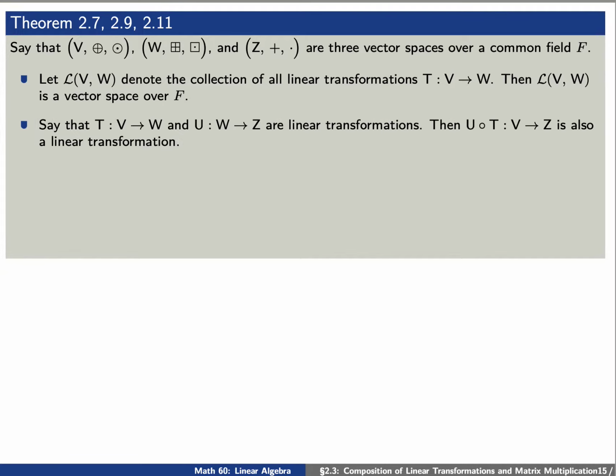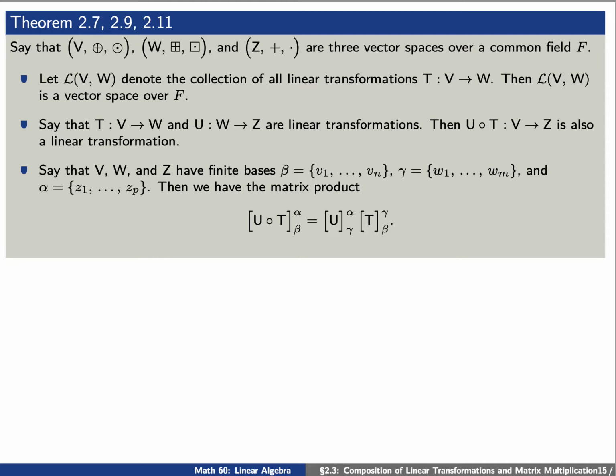Let's say that T and U are two linear transformations. T goes from V to W, and U goes from W to Z. Not only is the composition U compose T well defined, it's also a linear transformation.